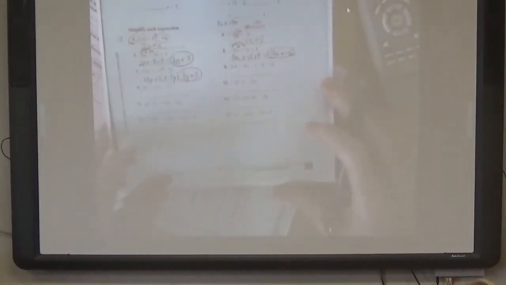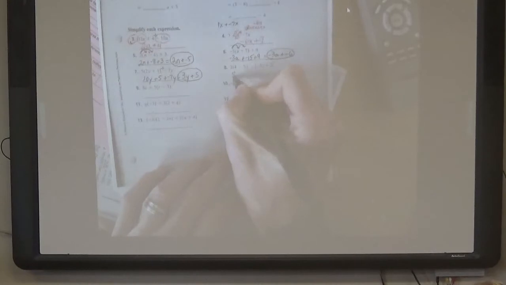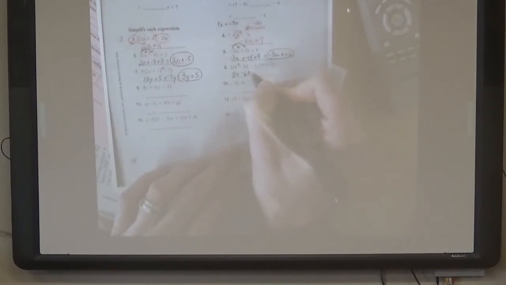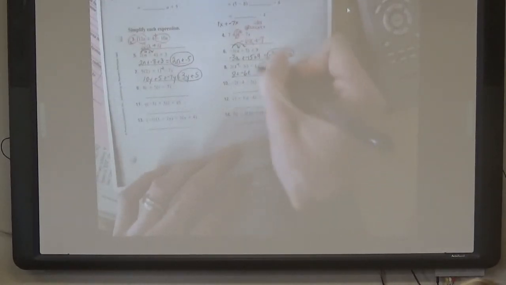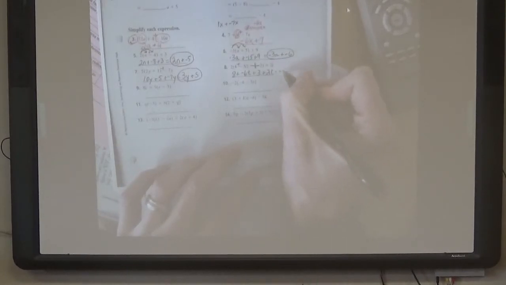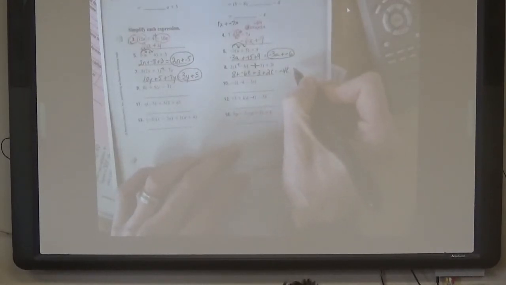All right, number 8, and then I'm going to let you do the rest on your own. 2 times 4 plus 2 times negative 3t minus negative equals plus 3 plus 2t, which is negative 4t, because negative 6 plus 2 is negative 4, and 8 plus 3 is 11.